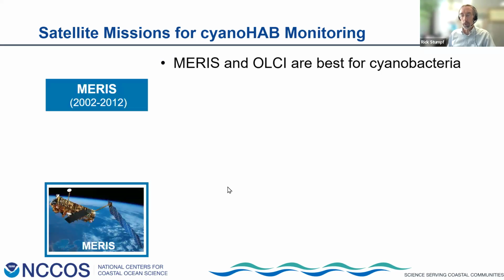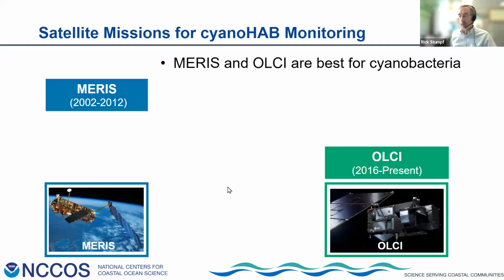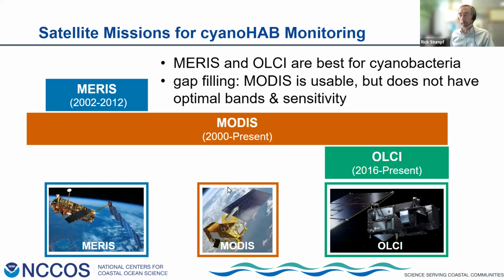MERIS was put up in 2002 as a research satellite. It was expected to last for longer, but unfortunately, the satellite was lost in 2012. There's complete communication failure. And the OLCI was the replacement, which went up 4 years later. And of course, OLCI is on 2 satellites now, I should add, Sentinel-3A and 3B. So there's an obvious observation gap.